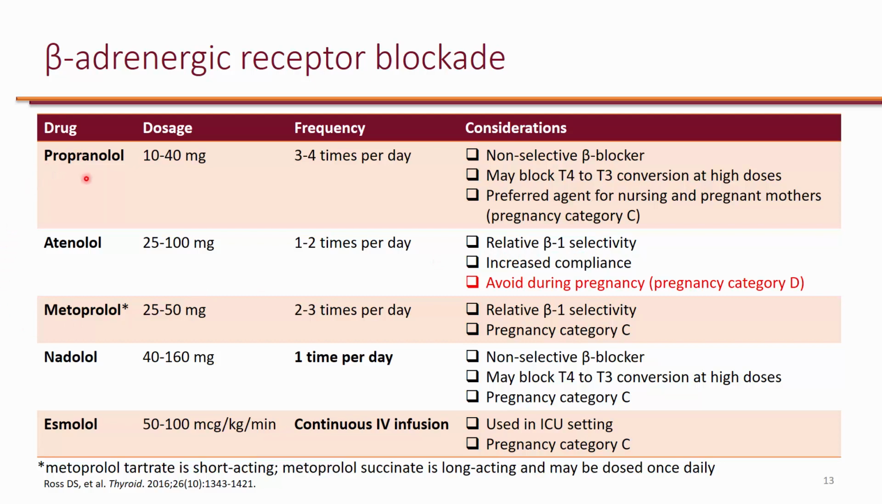So propranolol happens to be non-selective, so it will help with cardiovascular symptoms. So for example, if someone has tachycardia because of the effects of thyroid hormones, it will help by blocking the beta 1 in the heart, so that person will not feel palpitation.